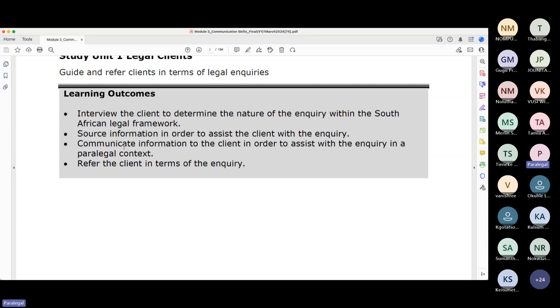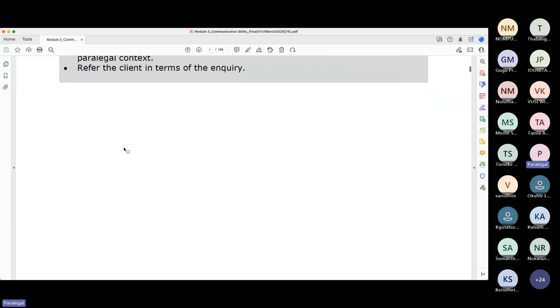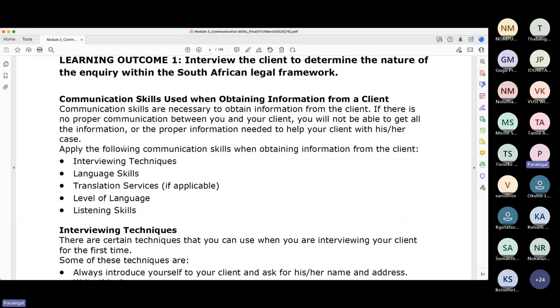In Study Unit 1, you need to interview the client to determine the nature of the inquiry within the South African legal framework, source information in order to assist the client with the inquiry, communicate information to the client in order to assist with the inquiry in a paralegal context, and refer the client in terms of that inquiry that the client has made. So interview the client to determine the nature of the inquiry. So let's see what needs to happen here.